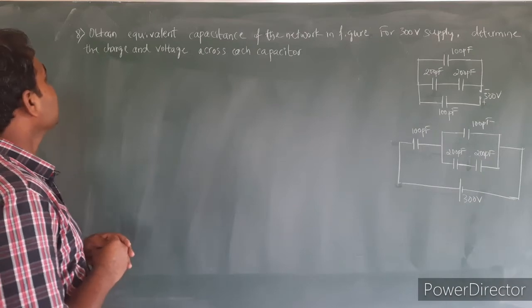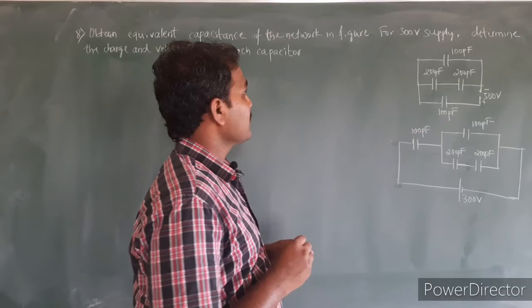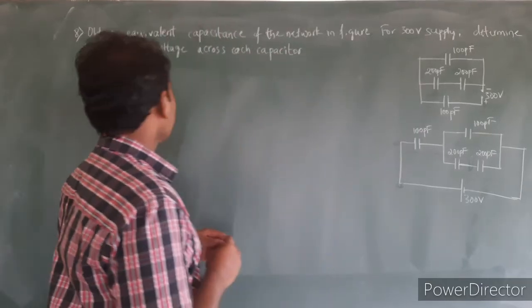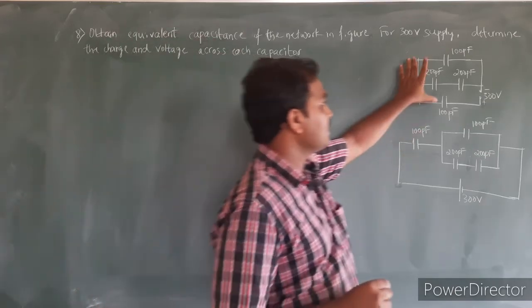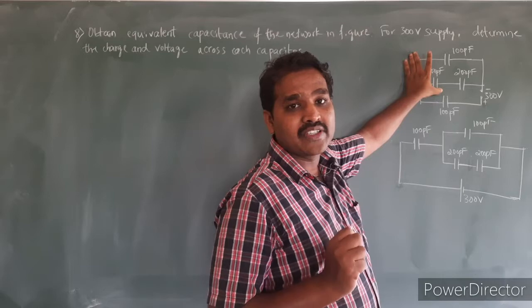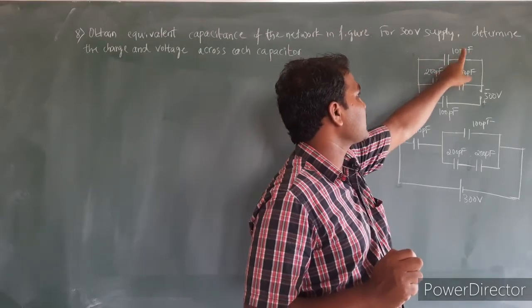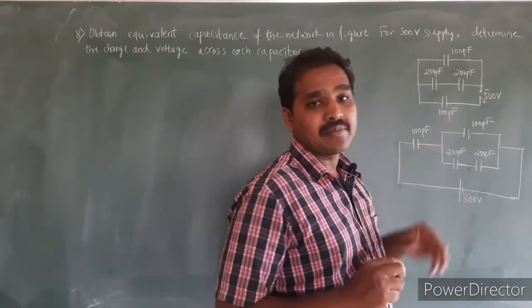They have given that obtain the equivalent capacitance of the network shown in the figure, and for a 300 volt supply determine the charge and voltage across each capacitor. Okay, this is the network given in the problem. Here we have four capacitors of capacitances 100 picofarad, 200, 200 and 100 picofarads.